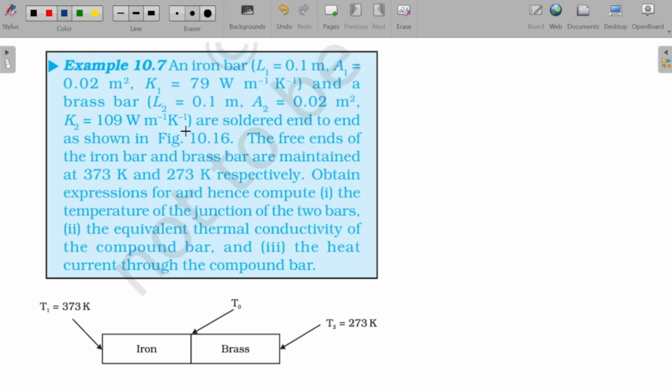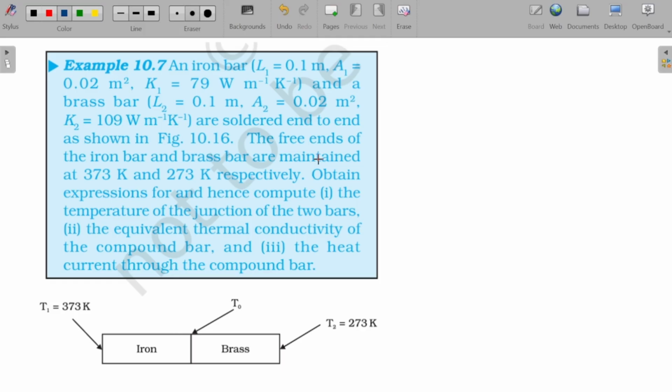Okay, so every unit is in the SI system, so no need to worry about unit conversion. Okay, let's go on. Obtain expression for and hence compute the temperature of the junction of the two bars, that is the temperature in this region, and the equivalent thermal conductivity of the compound bar, that is the system made up of these two, and then the heat current through the compound bar.